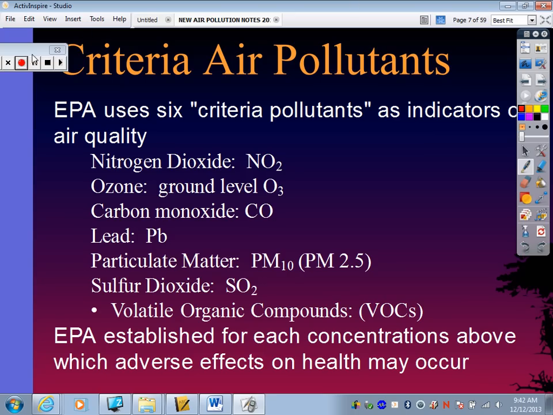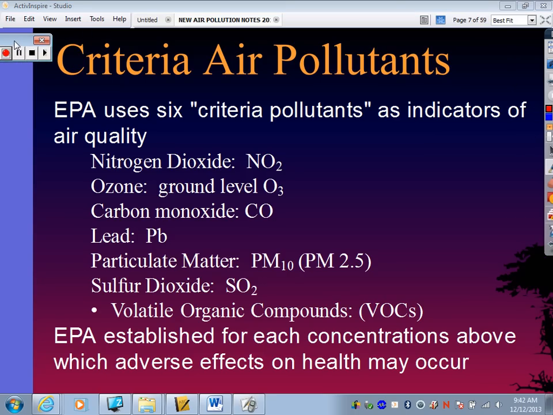Okay, so this is an important slide. We have in our country, the EPA, Environmental Protection Agency, has established 6 what we call criteria pollutants. And we consider these as indicators of the air quality. And if we come down here before I introduce those to you, it says that they have established for each one of these criteria pollutants certain concentrations above which we could expect to have bad health effects.